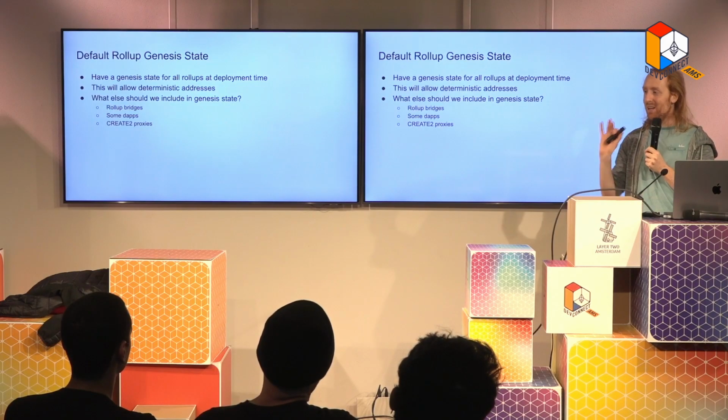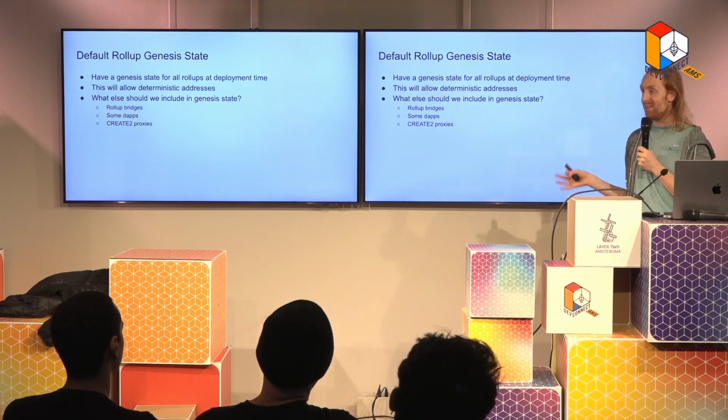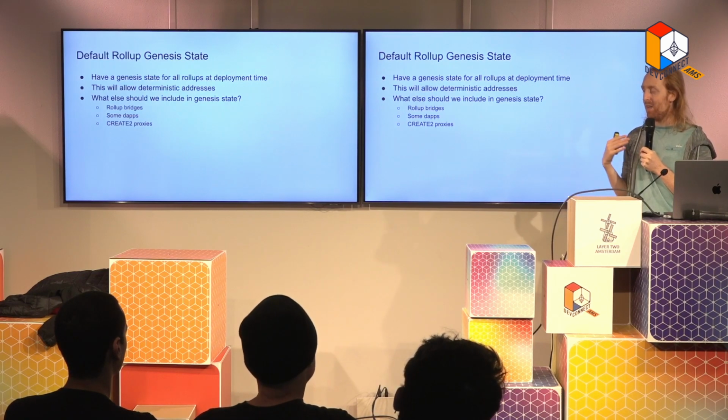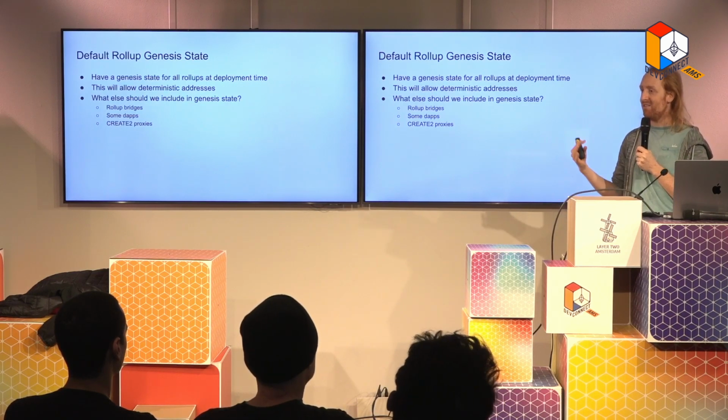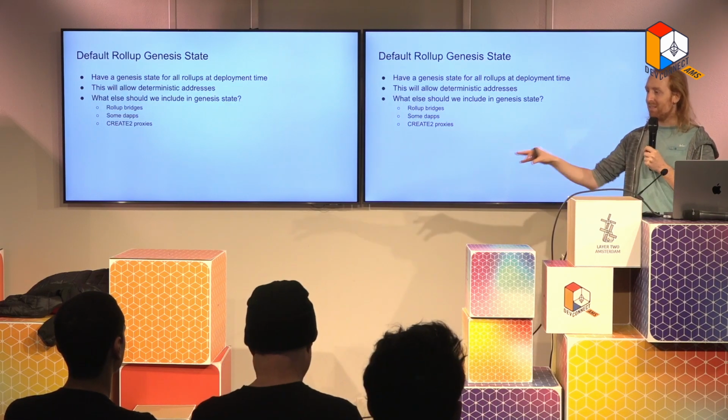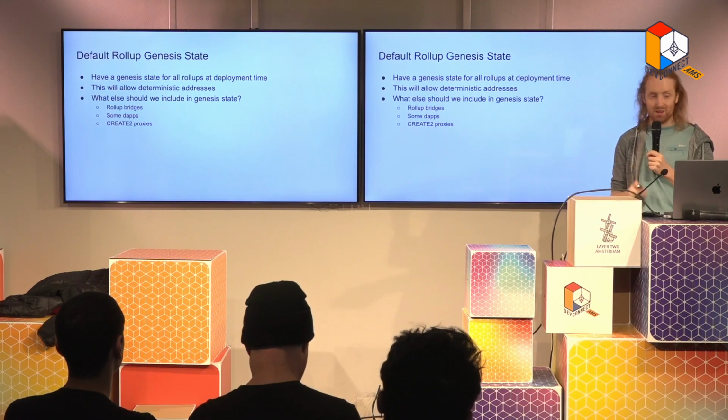Okay, cool. One thing that would be really good, and I'd really like to hear from other people, is what else do we want to include in the Genesis state, right? Because I think that we should come up with a standard Genesis state that everybody uses, so that we're able to have similar stuff on different L2s.